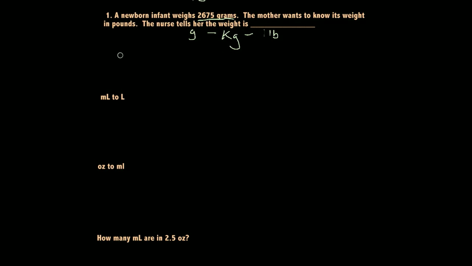All right. 2,675 grams times, I know for every 1 kilogram, I have 1,000 grams. Put an S on it. There we go. Grams. And then I know that for every 1 kilogram, I have 2.2 pounds. That's going to equal blank what?